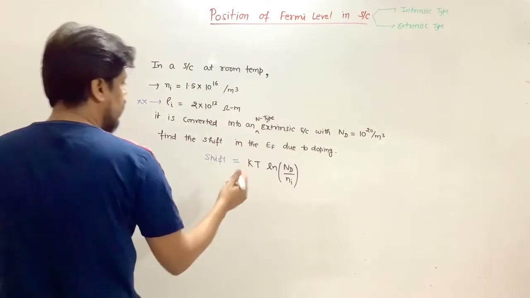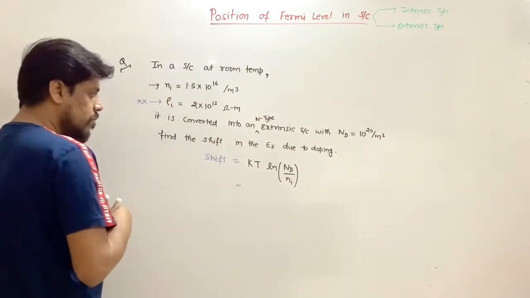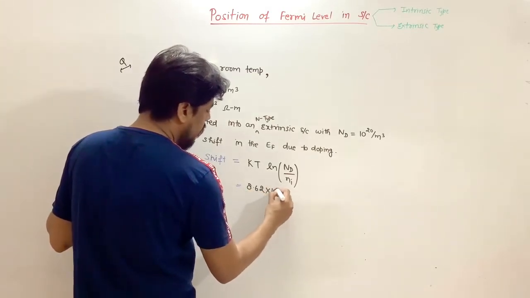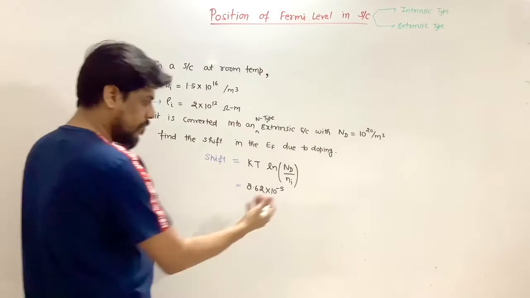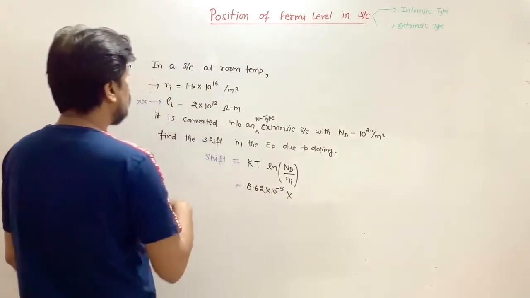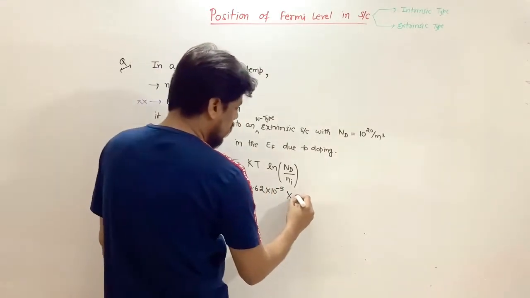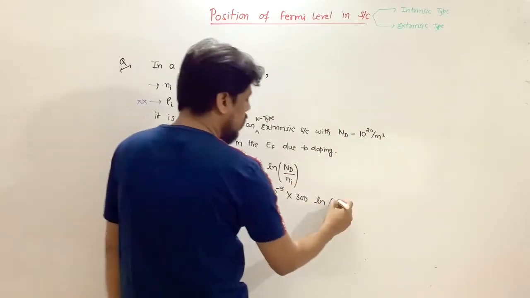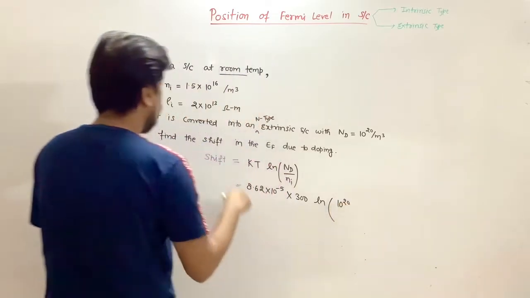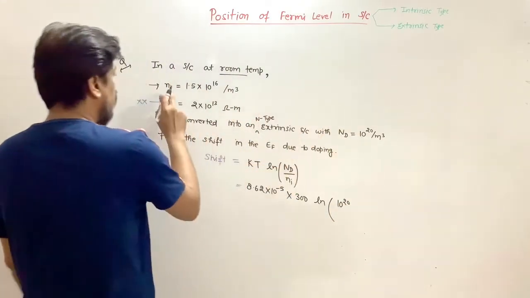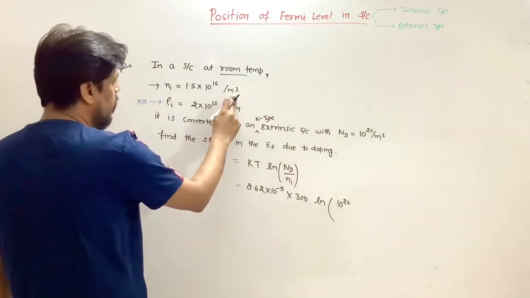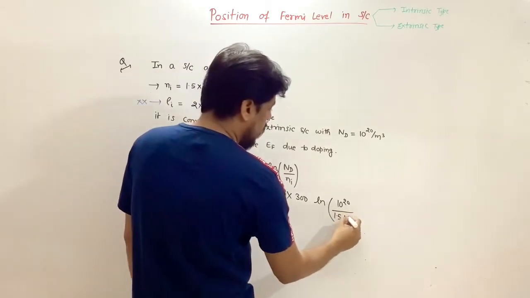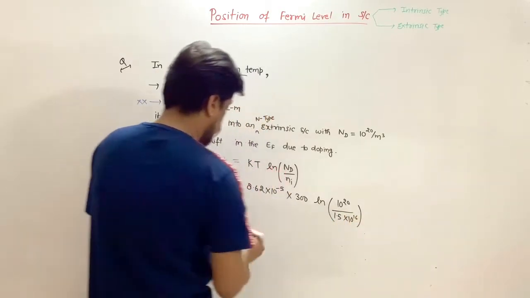Okay, fine. So plug all these data here. What is the value of K, Boltzmann's constant? It is 8.62 into 10 to the power minus 5 electron volt per Kelvin, numerical value. Temperature T, what is the temperature? At room temperature. So this is 300 Kelvin, ln, Nd is 10 to the power 20, unit is meter cube, and Ni again same unit, per meter cube, and it is 1.5 into 10 to the power 16.